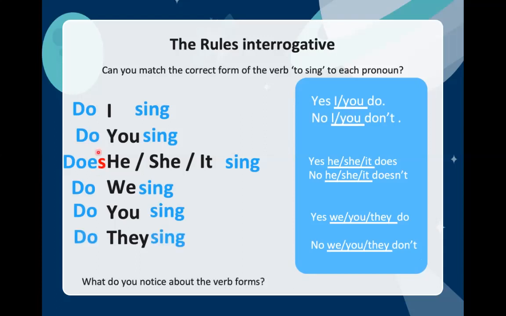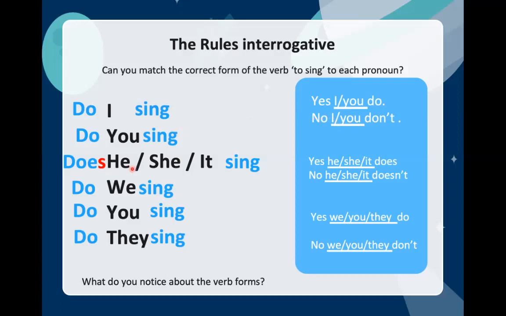So here we already know that each pronoun has its specific auxiliary. I, you, we use do. He, she, it, we use does. We, you, they, we use do. But how do we answer it? So if I ask you, do you sing or do I sing? You answer with yes, I do, yes, you do, or no, you don't. Yes, depending on who you're talking about, right?